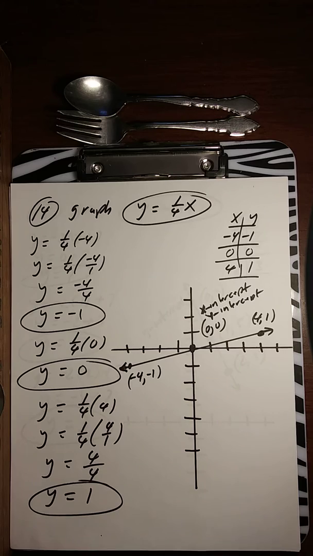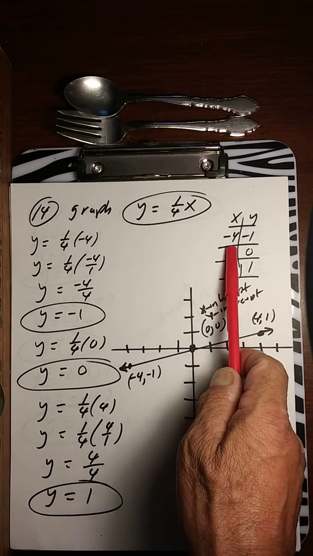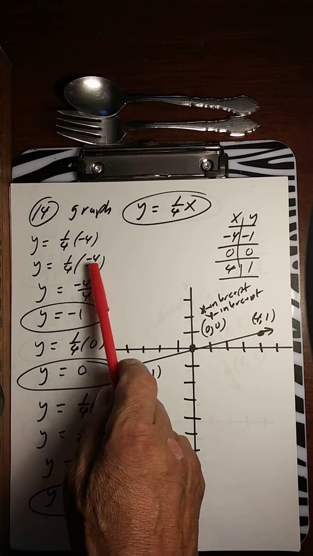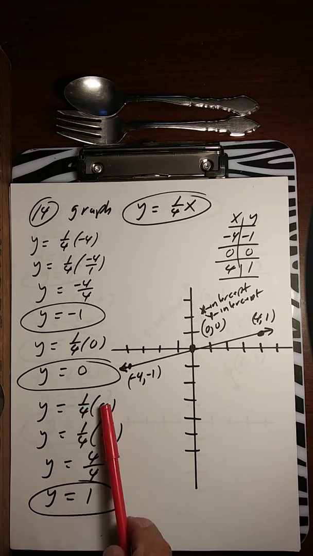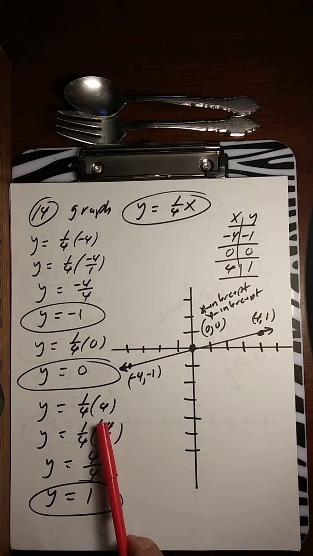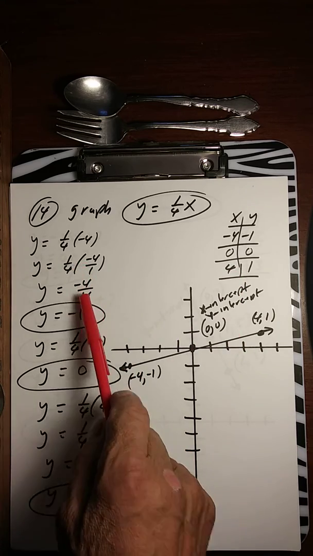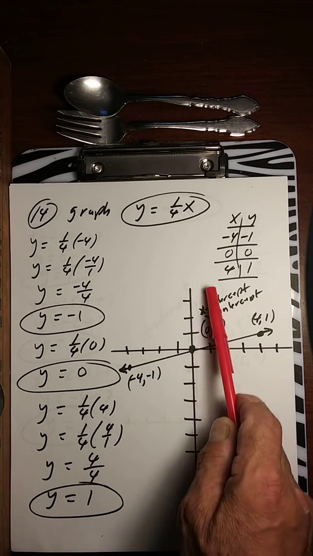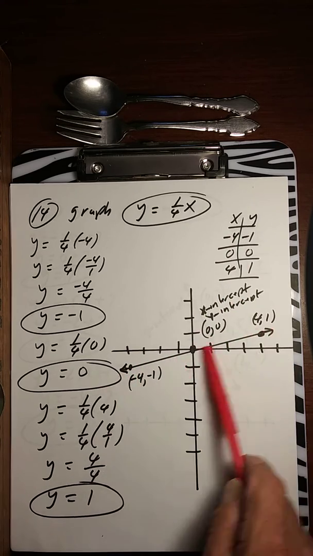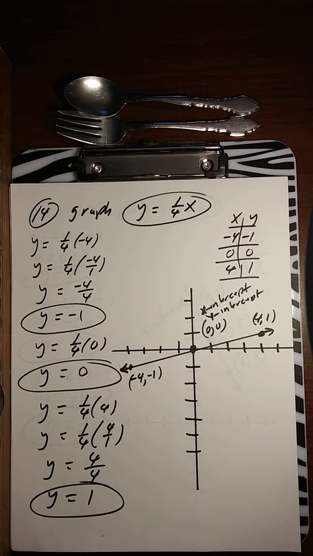Next one, y equals negative 1/4 x. Put in some numbers. Negative 4 times 1/4 is negative 4 over 4, which is negative 1. 0 times 1/4 is 0. 4 times 1/4 is 4 over 4, which is 1. So we have the points negative 4, negative 1; 0, 0; and 4, 1. Connect the dots, or put it in the calculator. Sure, why not?